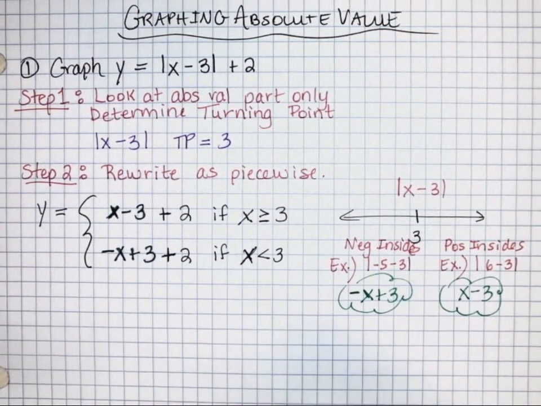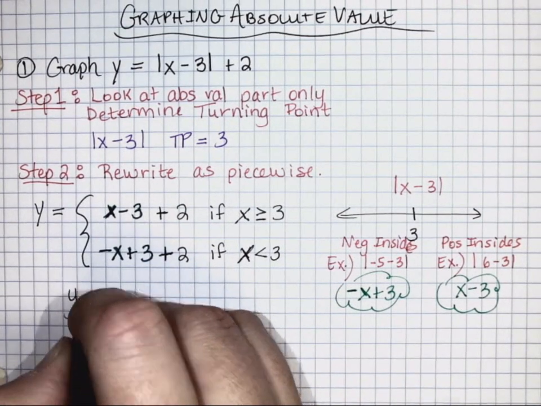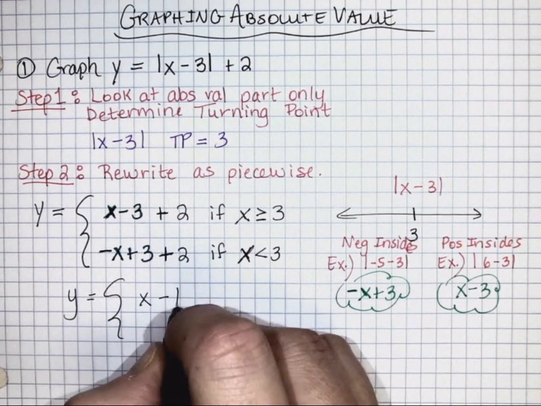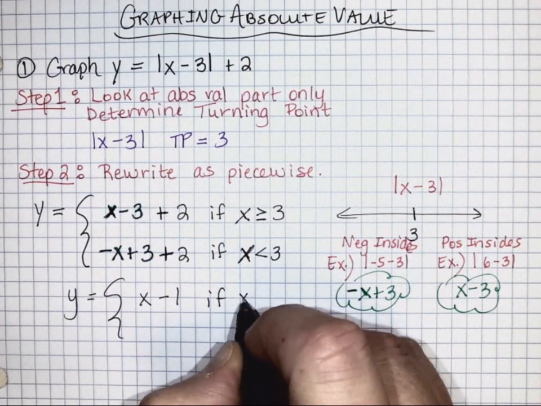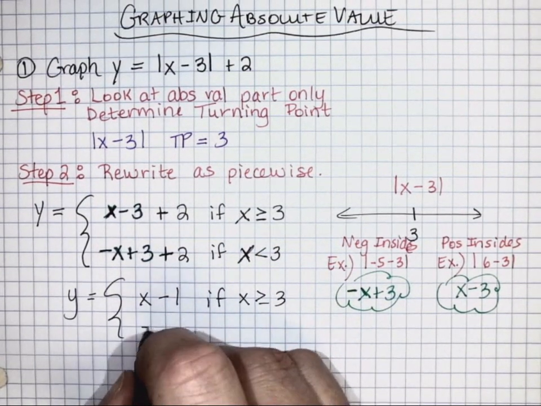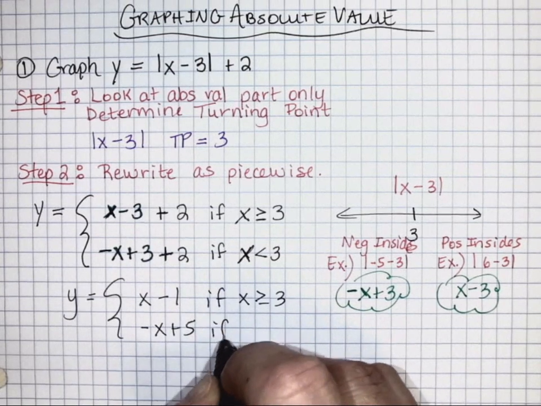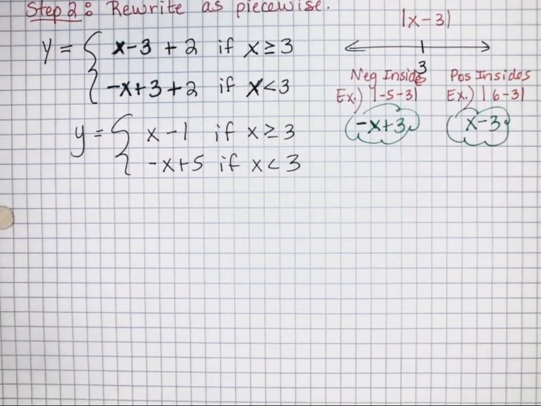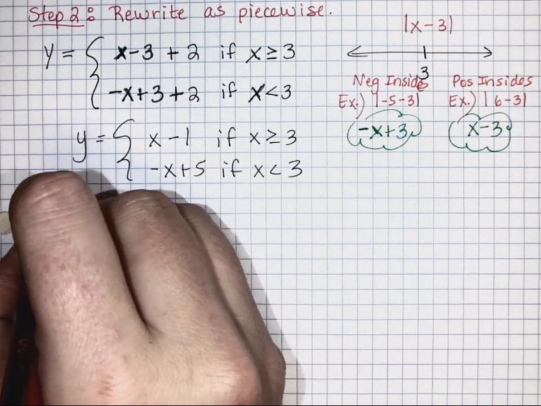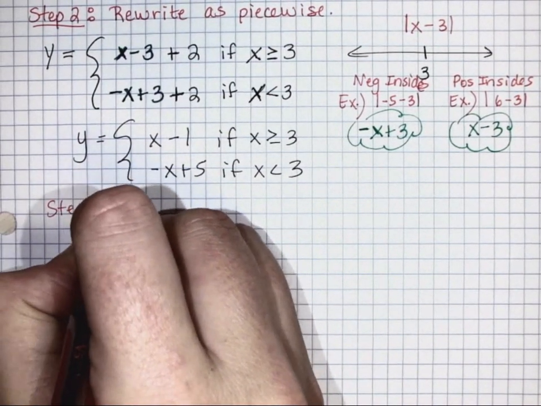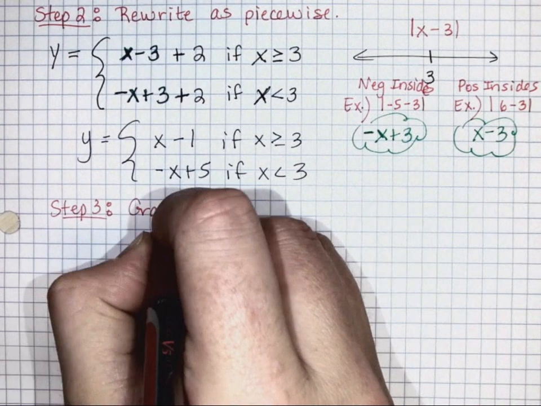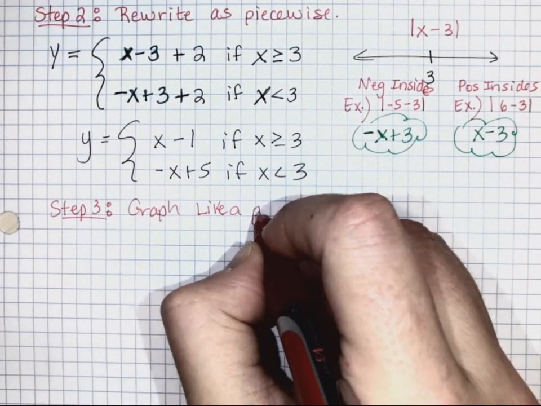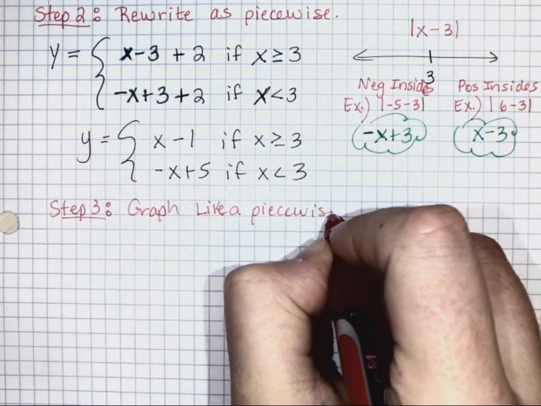Now, what you need to do is just further simplify that. So that turns into combine like terms. On the top, we get x minus 1 if x is greater than or equal to 3. On the bottom, we get negative x plus 5 if x is less than 3. And then we just go through graphing that like a piecewise. So that's step 3, is just to graph it like a piecewise.